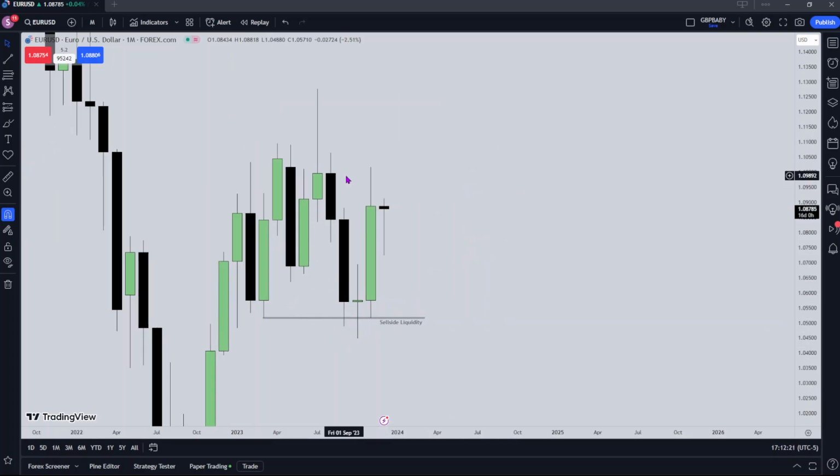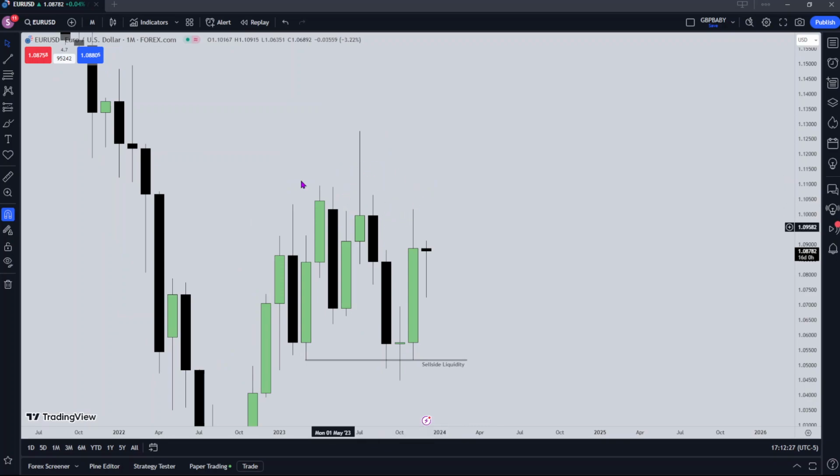Now we need to look for bullish PD arrays. So judging off where we are now, what kind of bullish swing highs and PD arrays do we see that we want to trade into? Well, we have this swing high, which we haven't yet traded into, and we have this swing high, and we also have this swing high.